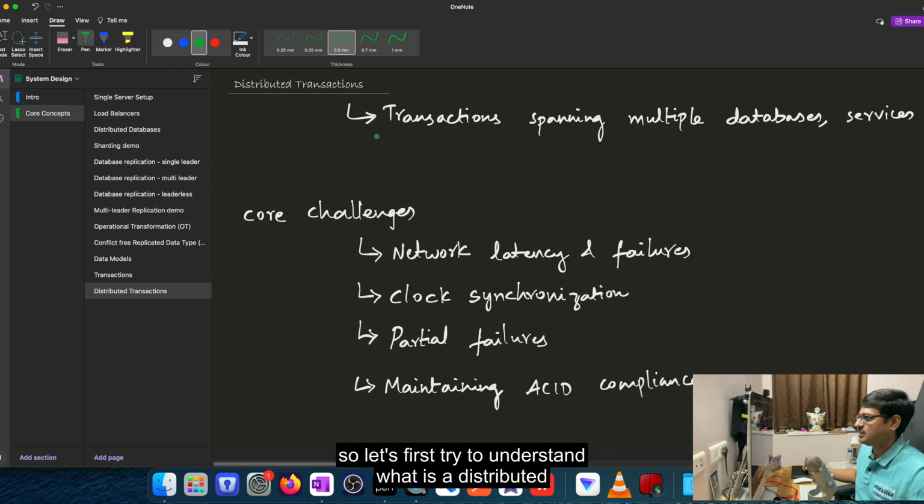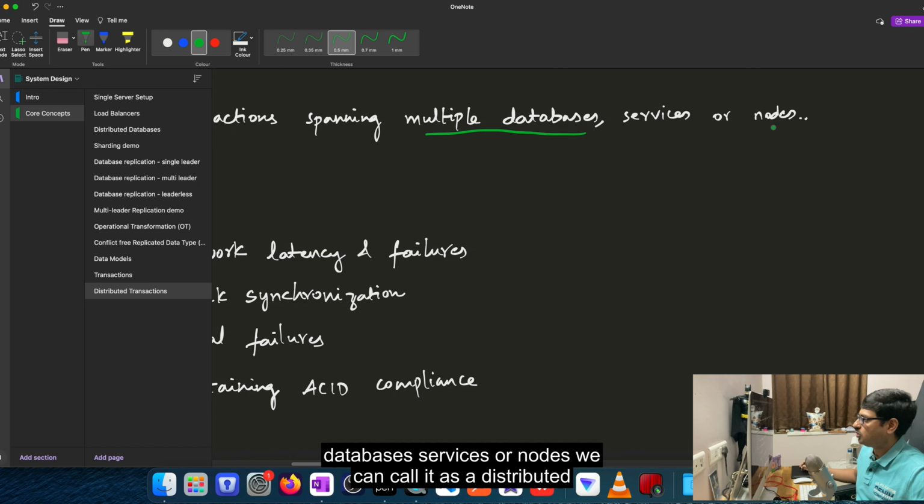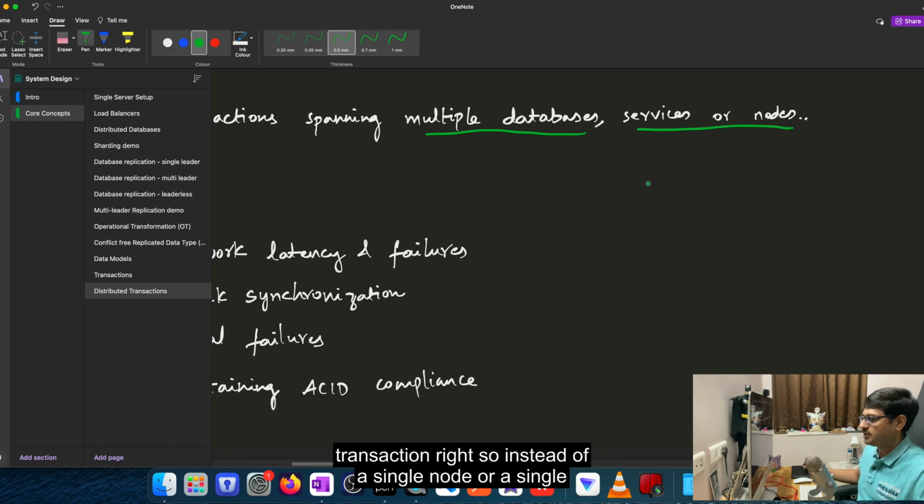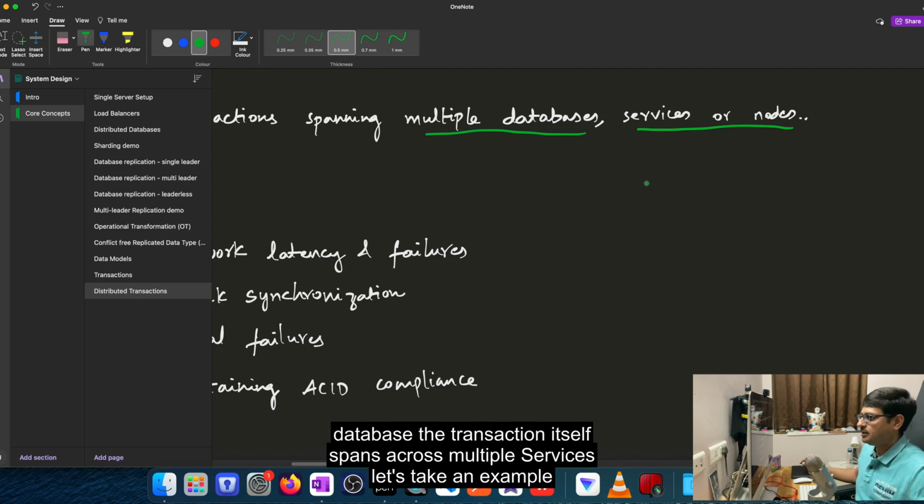So let's first try to understand what is a distributed transaction. Any transaction that is spanning across multiple databases, services, or nodes, we can call it a distributed transaction, right? So instead of a single node or a single database, the transaction itself spans across multiple services.